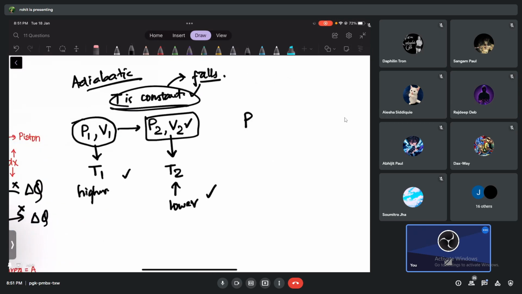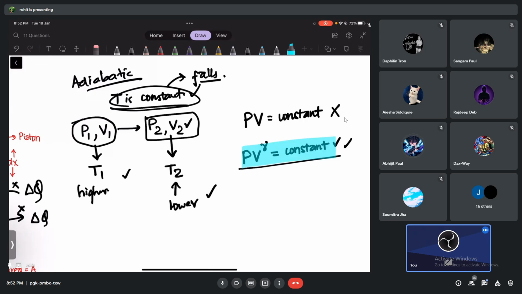Can I write P and V is equal to constant, or the product is constant, or is this wrong? It is not right for adiabatic, because the temperature is not the same. We should write PV to the power gamma as constant. This is allowed. Yes or no, guys? Check. This is what I'm going to use right now, and that constant I'm going to call k.